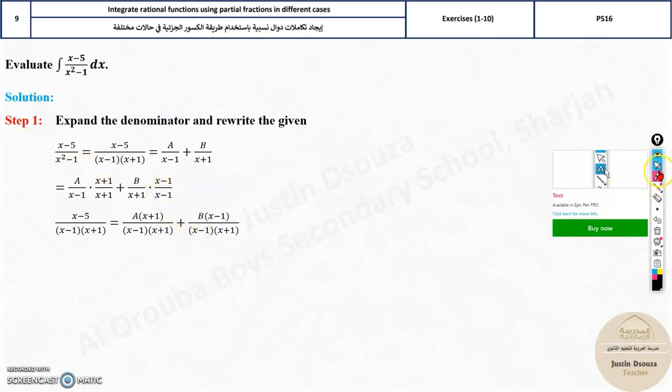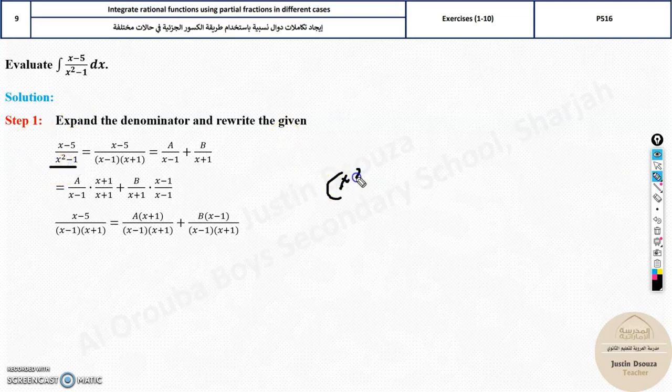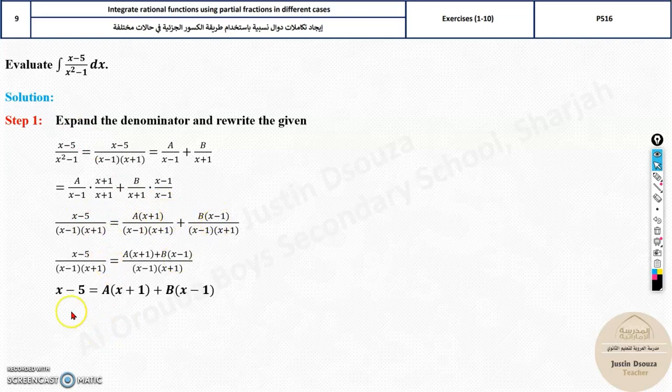And now one more thing. How we got this x plus 1, x minus 1 is by solving this denominator, x square minus 1. You can either use a calculator, or it is like a square minus b square is a plus b, a minus b. Or you can do the mode 5 3 in the calculator and solve. Now here, this is the numerator. You can equate the numerators. Why? Because the denominators are all the same. So equate the numerators, you will get this.